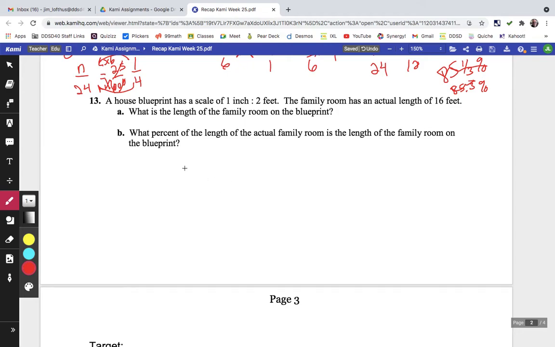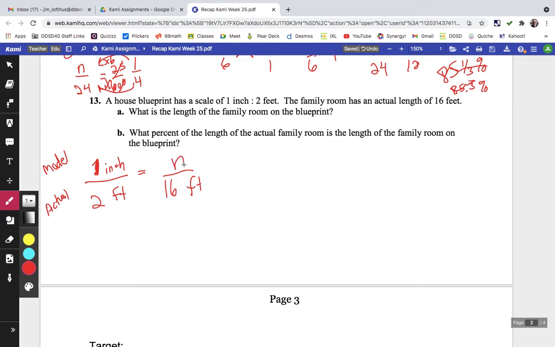So a house blueprint has a scale of 1 inch to 2 feet. The family room has an actual length of 16 feet. So the 16 goes right here because this is actual, so actual right here as a denominator, and we'll call it the model or the sketch or the blueprint right there. So 1 inch represents 2 feet. So what is the length of the family room?